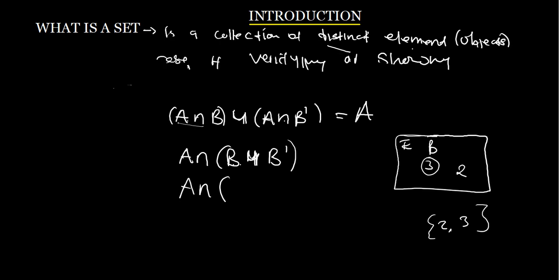We are told to find B complement, which is now 2, then unite it with just B. You are bringing again the same 3, so it will give you again the universal set. So you can write E or U like that, universal. So meaning that A intersection universal, like that.